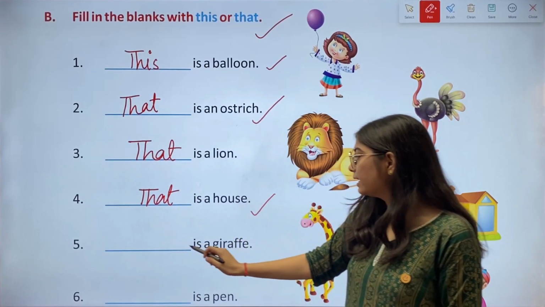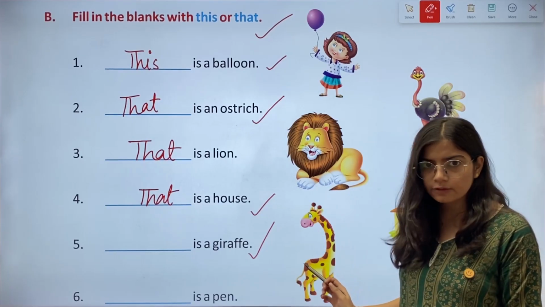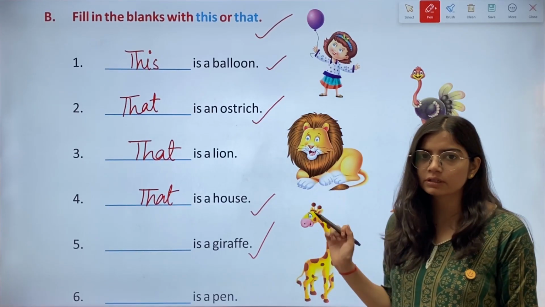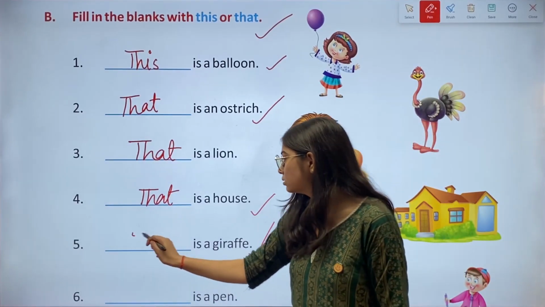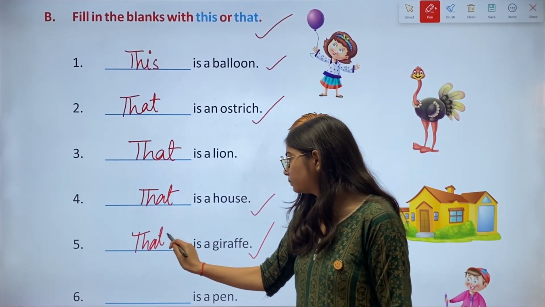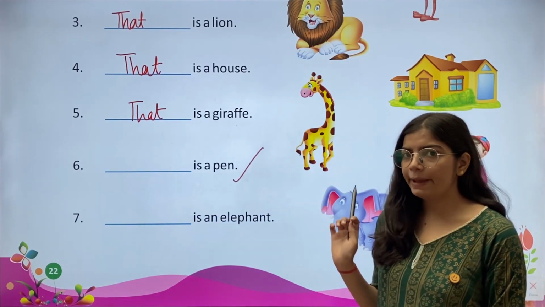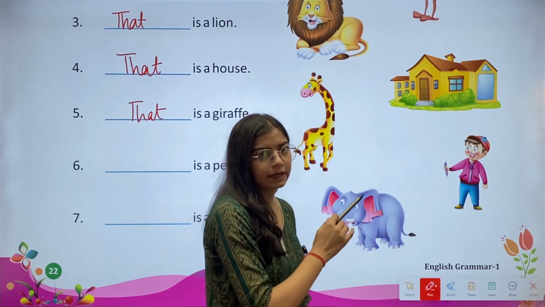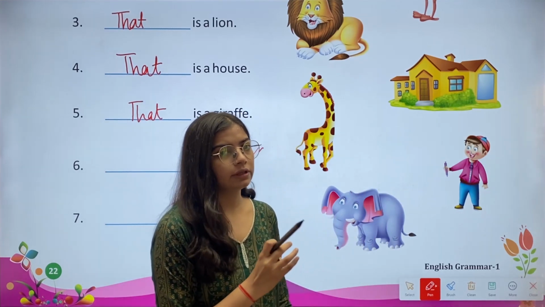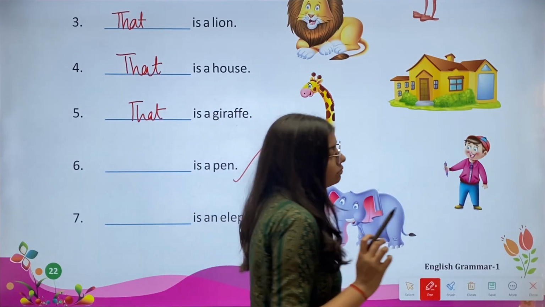Then fifth, dash is a giraffe. Then here is the giraffe, which is again far away from this girl. So we use the word that. We have the sixth one, dash is a pen. So here you can see the child is holding a pen in his hand. So that pen is near to him. So we use the word this.